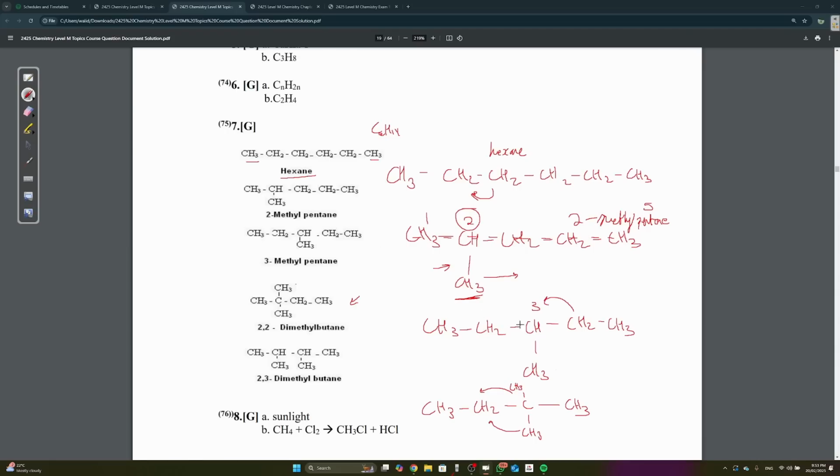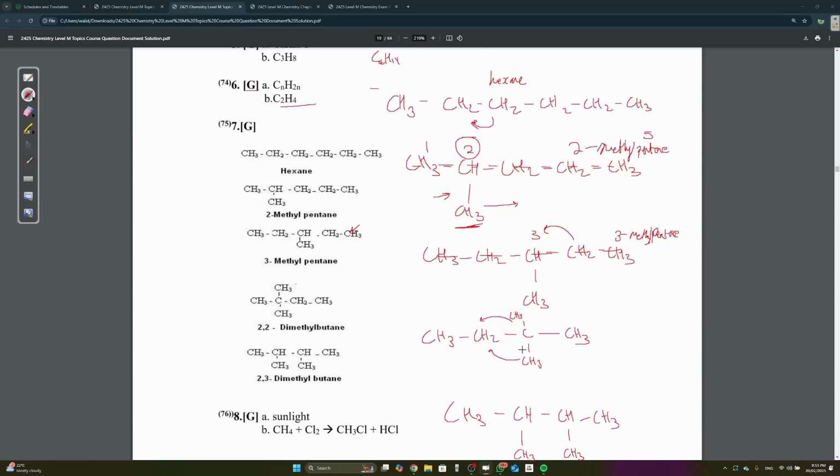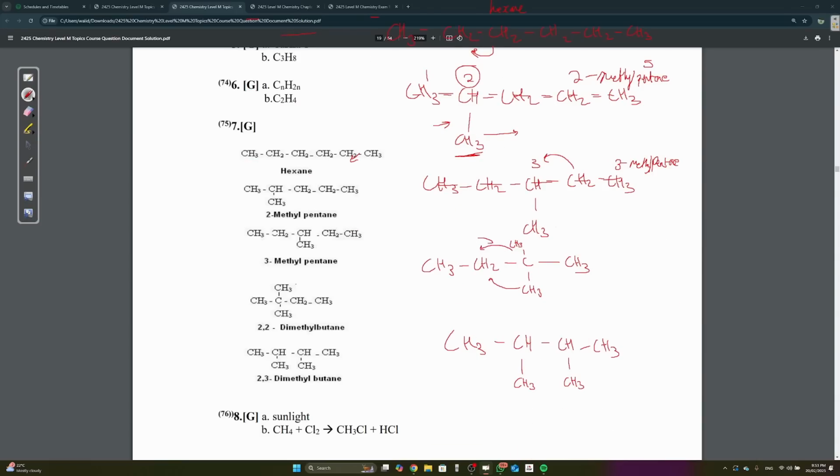Over here, same thing: 5 carbons in your chain, so it should be pentane, right? Since the branch is on the third carbon, you say 3 dash methyl pentane.